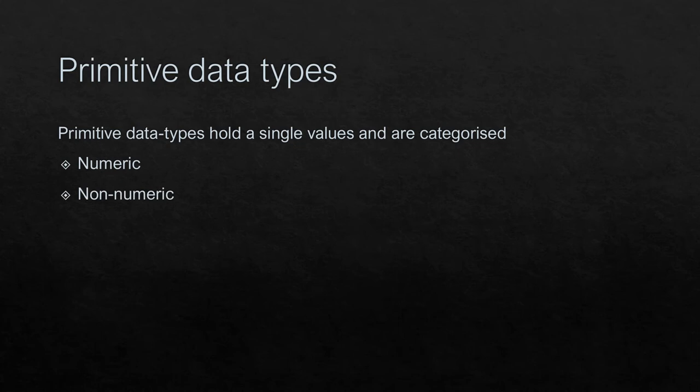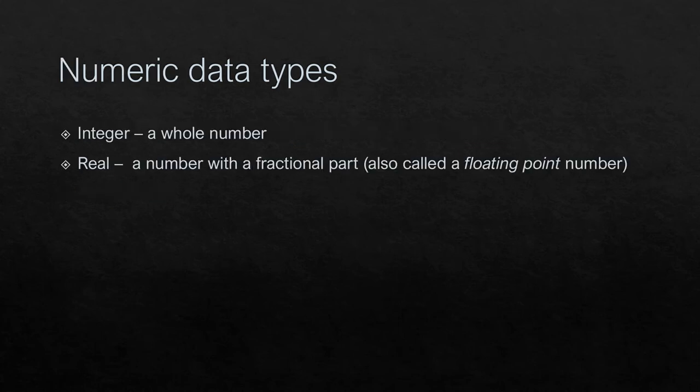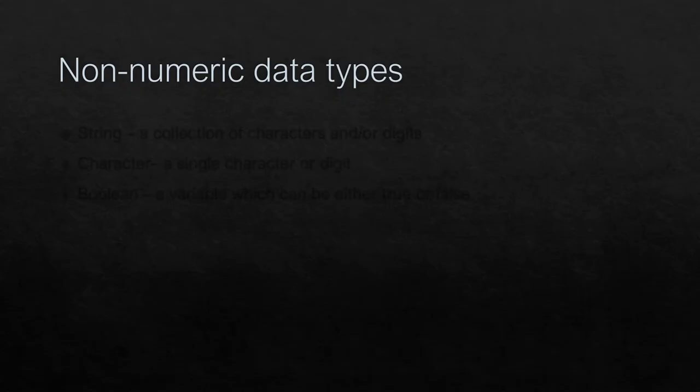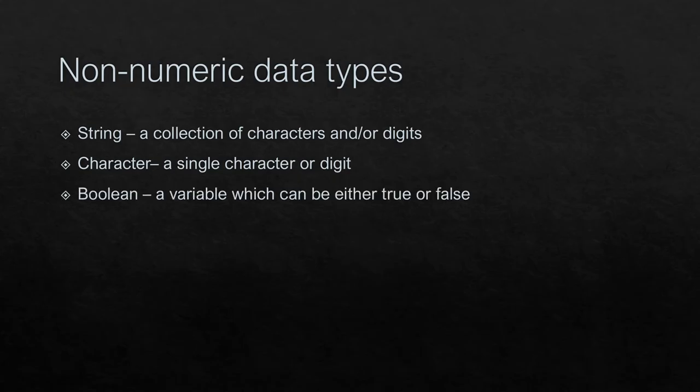So we have two types. We have numeric and we have non-numeric primitive data types. For numerics, we have integers which hold whole numbers and real numbers which have a fractional part, and these are probably referred to as floating point numbers. And then for the non-numerics, we have strings which can hold either characters or digits, and this is a digit as in a symbol for a digit rather than a number. We have characters which again can hold a single character, so a string is simply a group of characters one after another. And then we also have booleans which hold a value of either true or false.